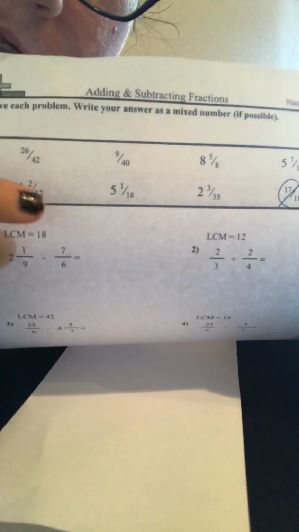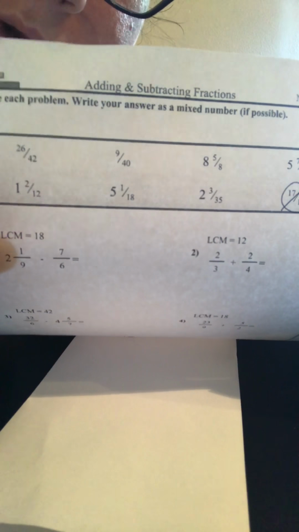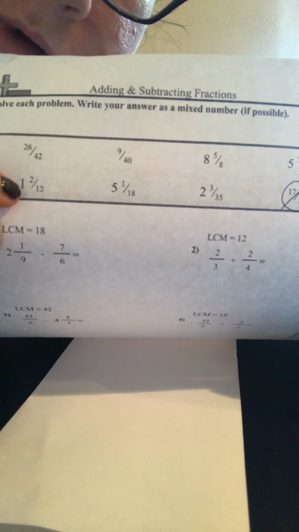And guess what? That's one of the answers in our number bank. Do you guys see it? It's right here. So I can know that's a way to self-check my work. 1 and 2/12 is an answer right here.